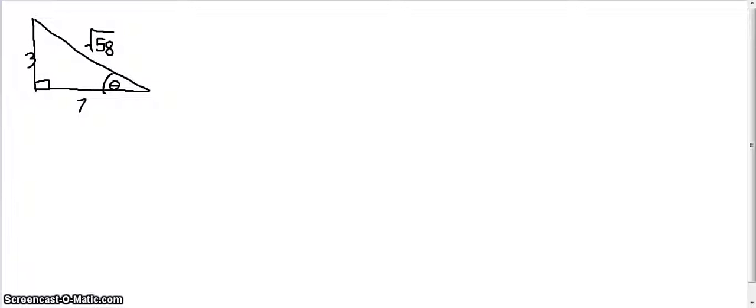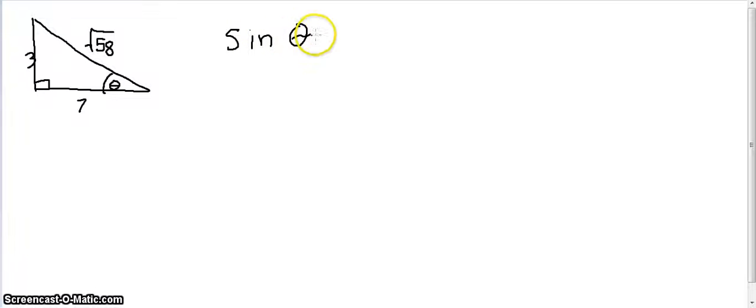We're given a triangle where we're looking for theta. The opposite side is going to be 3 units long. The adjacent side is going to be 7 units long, and we know that the hypotenuse is the square root of 58. And we were asked to find these 6 trigonometric functions. So the first thing I want to do is start off by finding sine of theta.